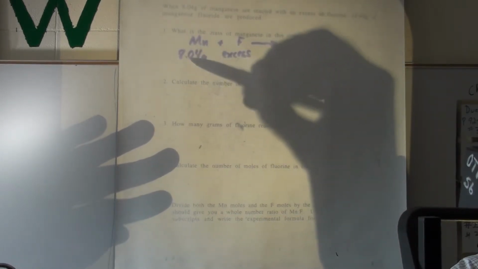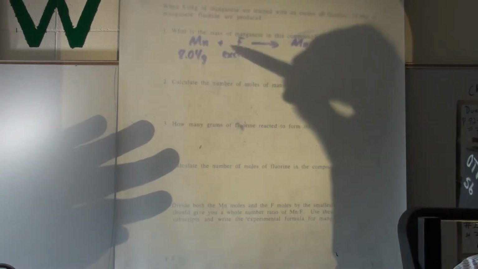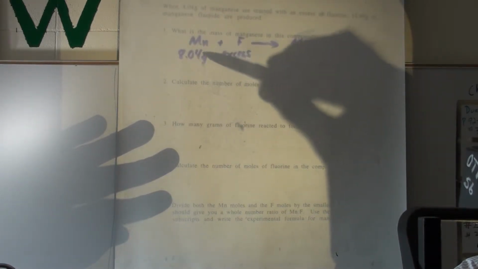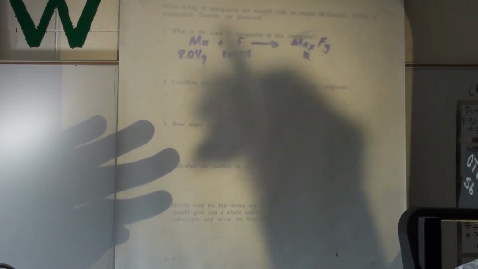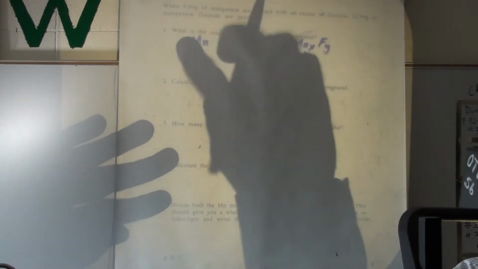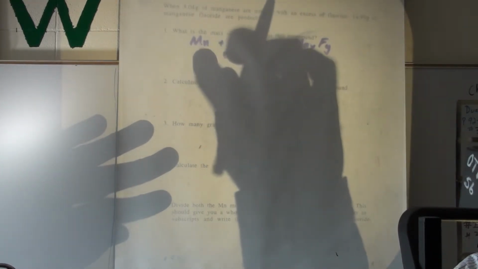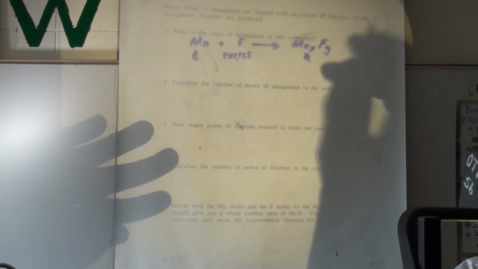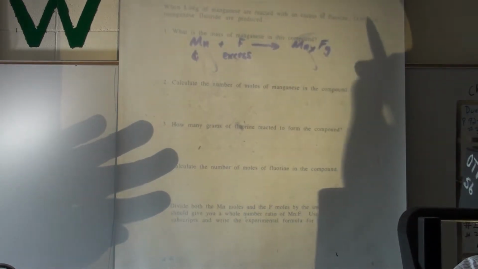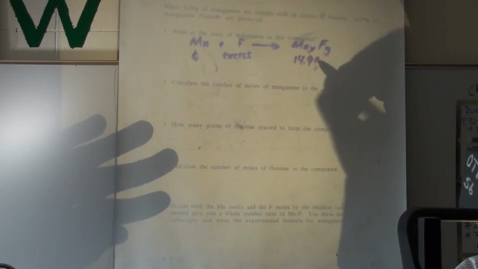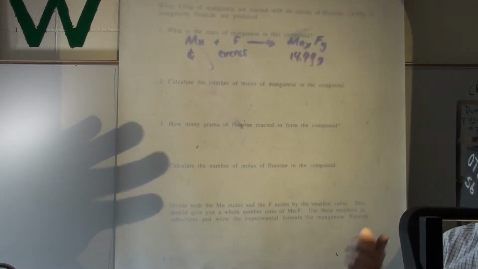All of your manganese will react. Why? Because there's tons and tons of fluorine. So there's enough fluorine so that all the manganese reacts. So what's going to end up happening is all the manganese will react, and according to this problem, we're going to produce 14.99 grams.